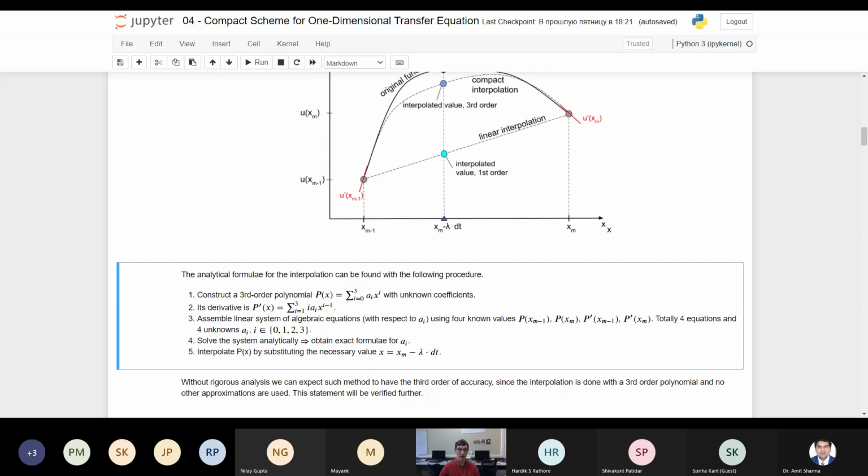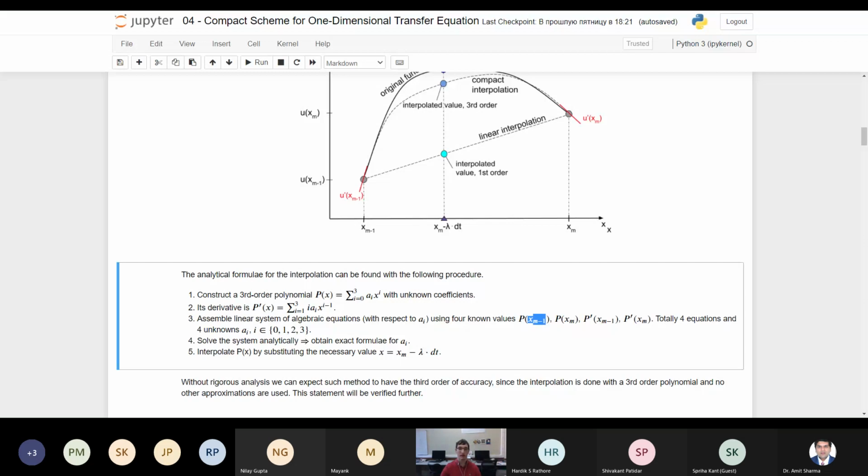Knowing this, we can actually calculate the derivative, also depending on the parameters a with subscript i. Then, knowing 4 values of the polynomial itself and its derivative, we can obtain a system of 4 equations. So basically, we substitute the argument into this formula.